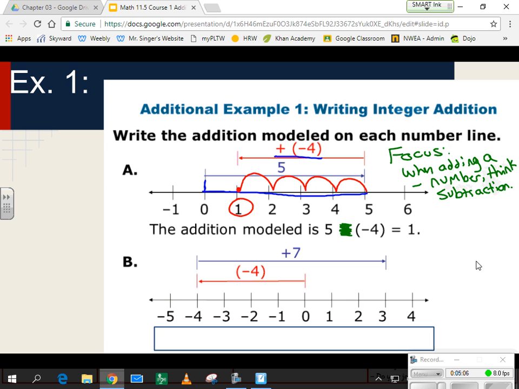And we can see here that we're starting from 0 and going negative first. We're going negative 4. So that's where our first number is. Then it says we're going to do plus 7. Well, since 7 is a positive number, that means we're going to go right on the number line. So if we go right on the number line 7 from negative 4, where do we end up? 1, 2, 3, 4, 5, 6, 7. So we end up at 3.